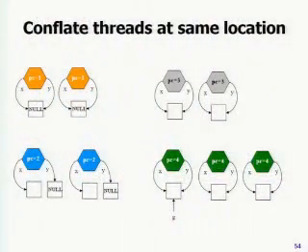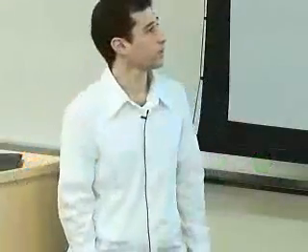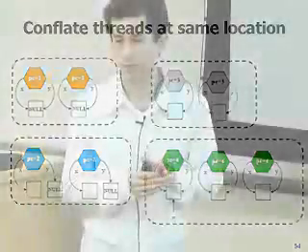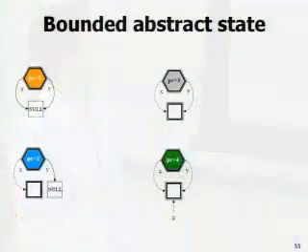So there's a known idea that goes back to counter abstraction, and what this idea says is that you conflate all the information for all the threads that are at the same program location. There can only be a finite number of program locations, so you summarize together all the threads at the same program location. And what you get is this bounded heap.